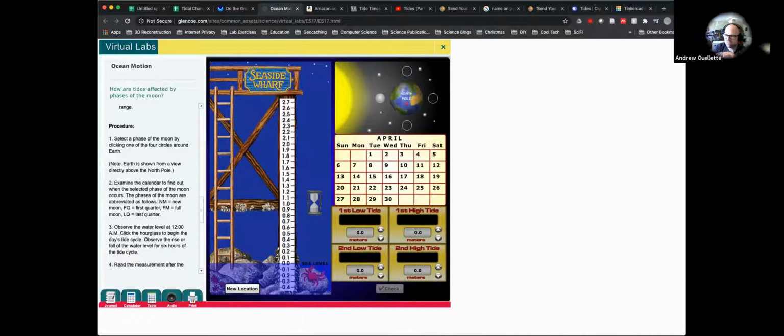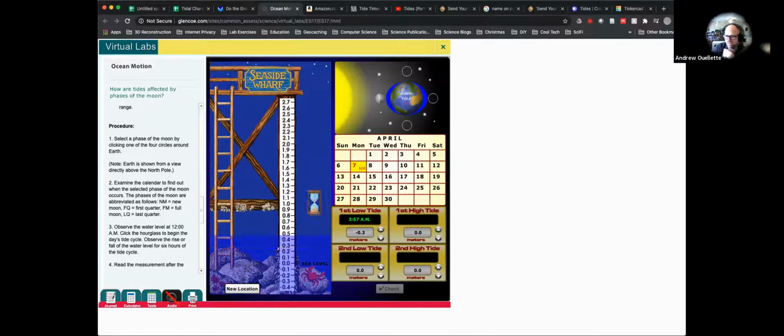So I'm going to click this one. It says, observe the water level at 12 a.m. Click the hourglass to begin the day's tide, or tide cycle. So I'm going to click here. And notice how it says first low tide. Now this box lights up. I can look over here. This is negative 0.3. I can use these to adjust. And now I can click on this again. I will go through the next cycle.